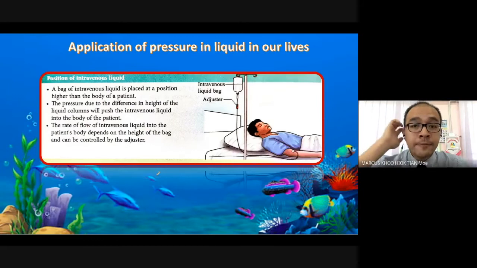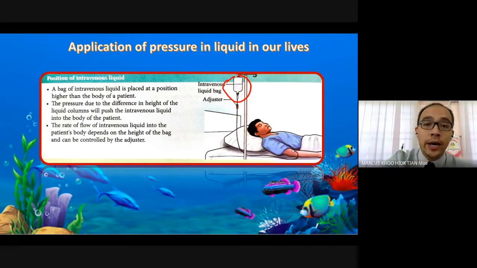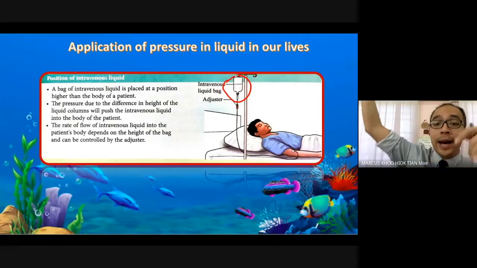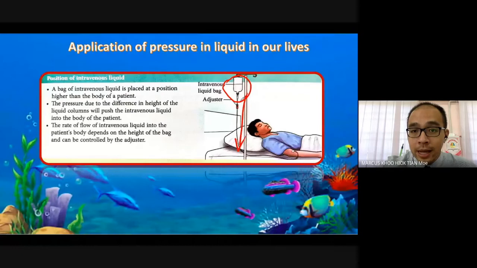Okay, secondly, this IV bag. So people who do chemotherapy or people who have liquid or blood put into their body, we always put the bag higher than the patient. So a bag of intravenous liquid is placed in a position that is higher than the body of the patient because there will be a difference in the height. The difference in the height will push the IV liquid into the body of the patient.